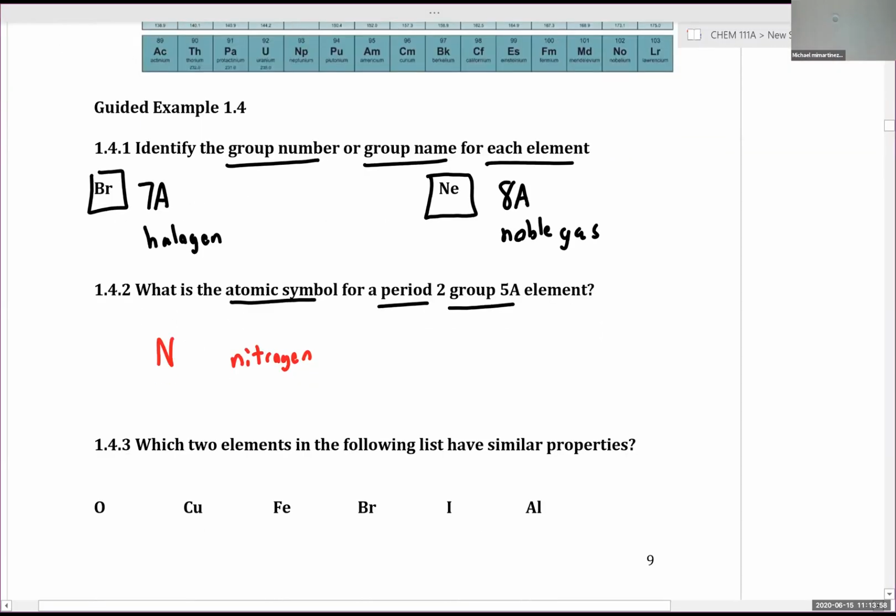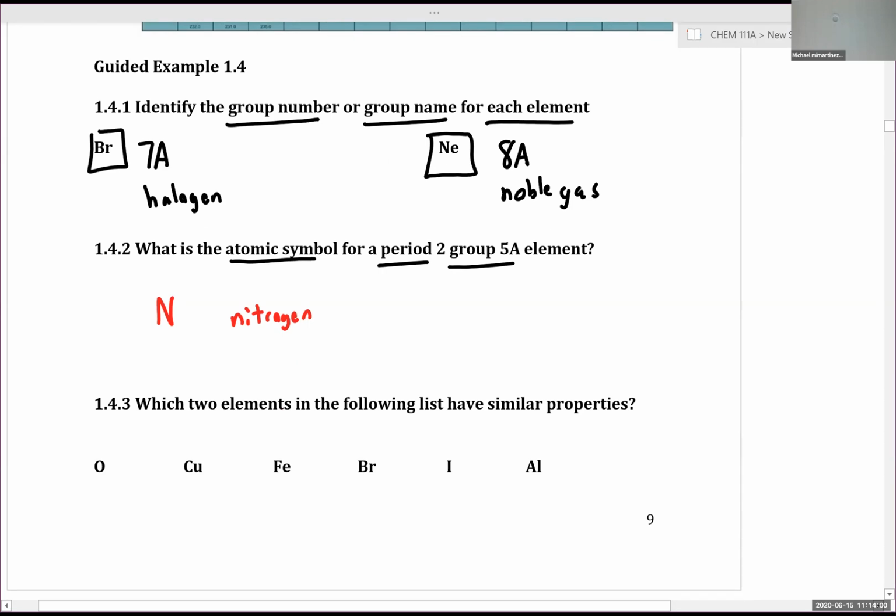So let's keep going with this. And now we're asked to identify which two elements have similar properties. So what do I mean by similar properties? What are we looking for fundamentally when I say similar properties? The periodic table is organized in terms of groups with similar properties. So two elements with similar properties will be in the same group. So which pair of elements are in the same column?